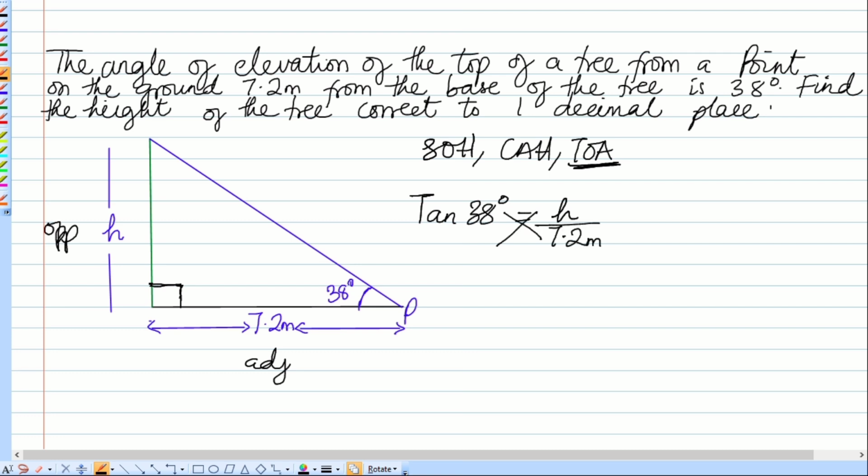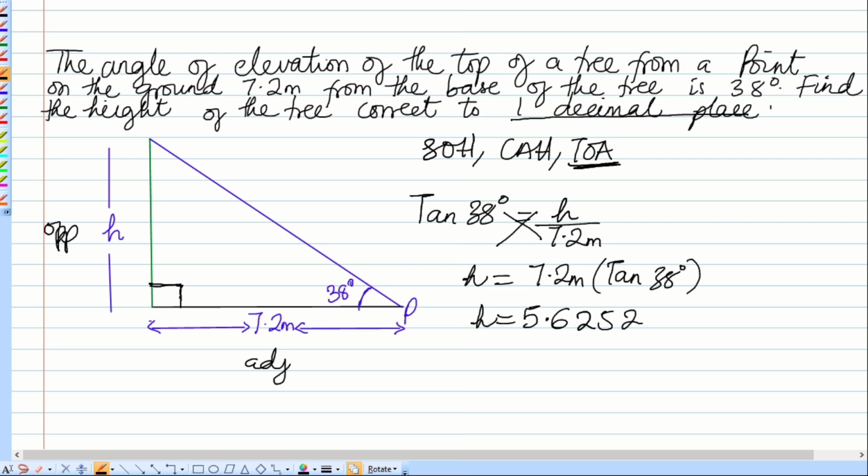7.2 meters. So if we cross multiply, we're going to have that our height h is 7.2 meters times tan 38 degrees. So all we need to do now is to press with our calculator, or if you have your 4-figure table, you can look at the value of tan 38 in your 4-figure table. So our height would be 7.2 times tan 38, and if we do that, we're going to have 5.625 and so on. But we are asked to correct to one decimal place.